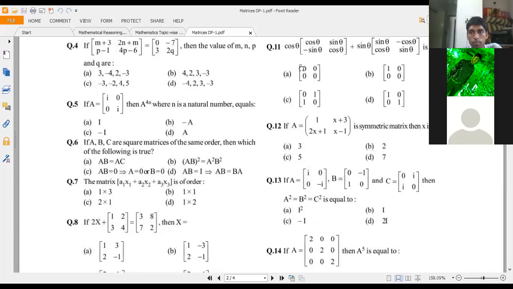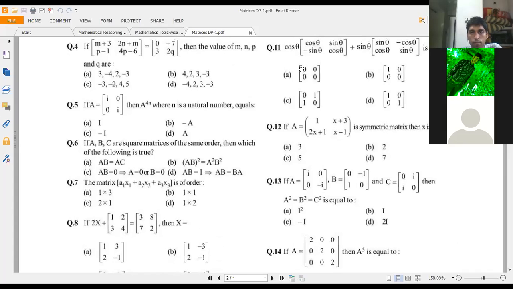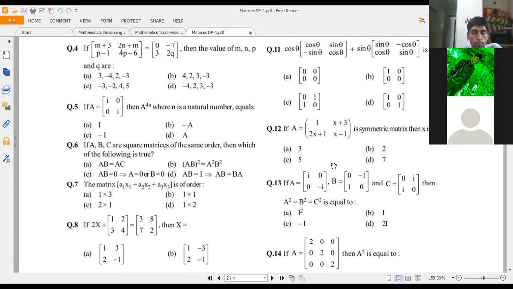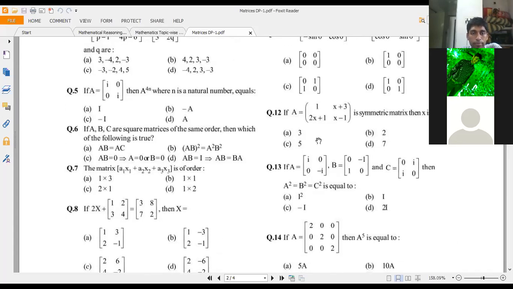Sir, can you go to question number 6? Yes. You read the question. A, B, C are square matrices of the same order. Which of the following is true? Sir, can you explain option D?